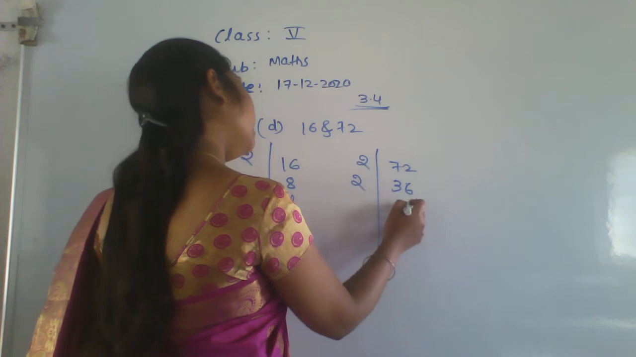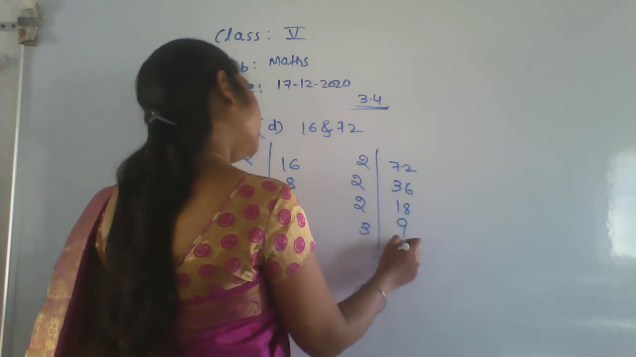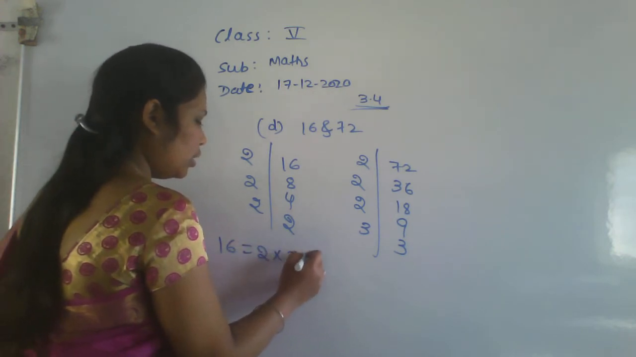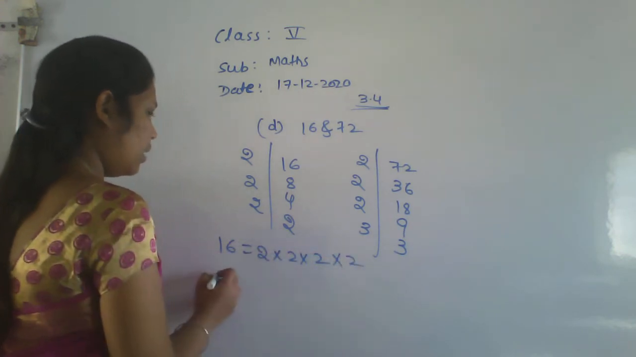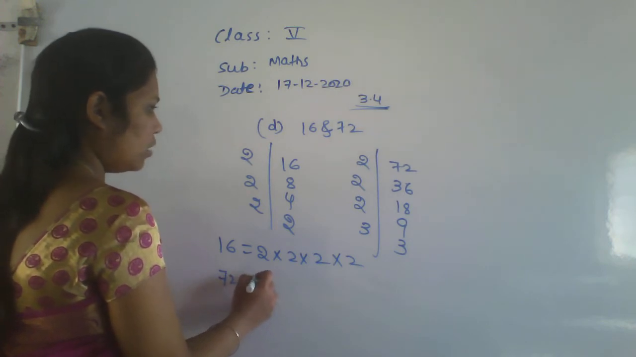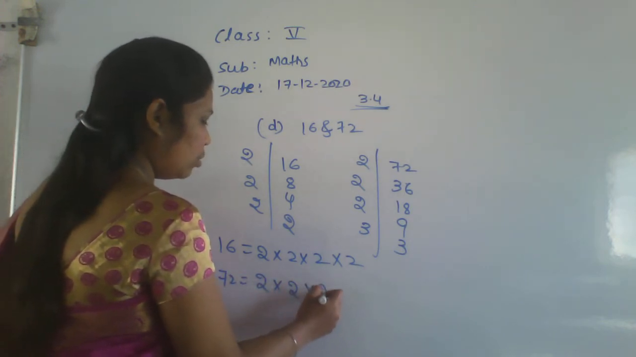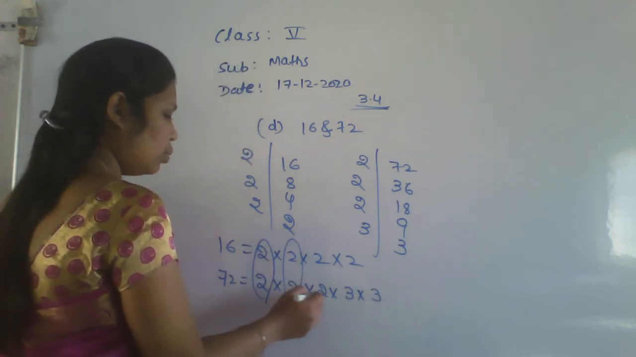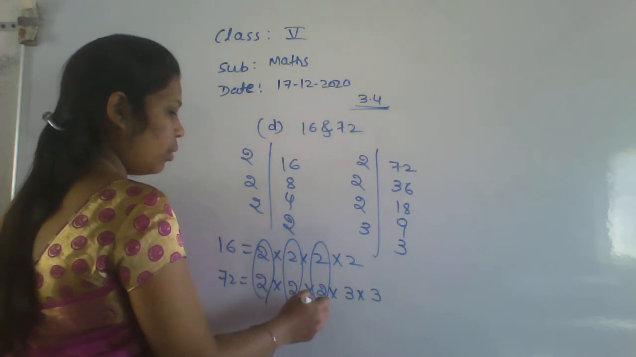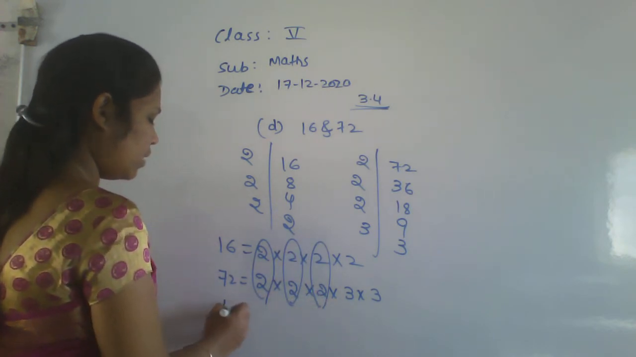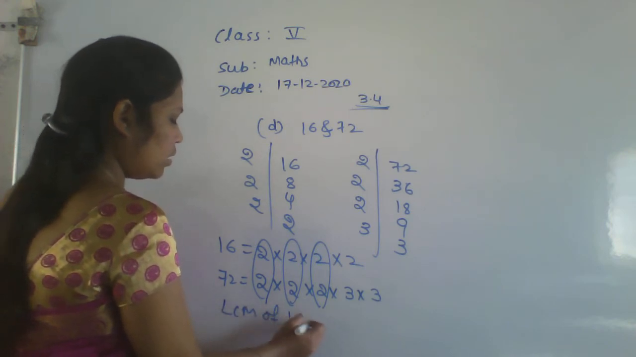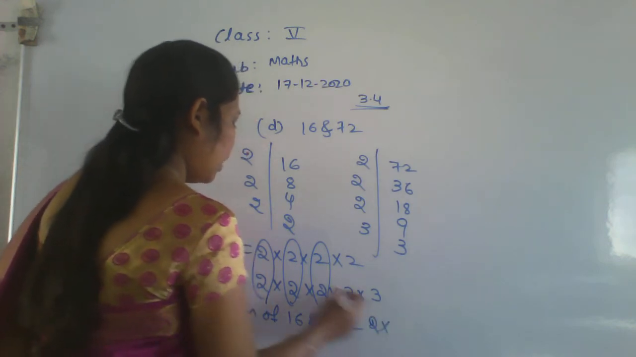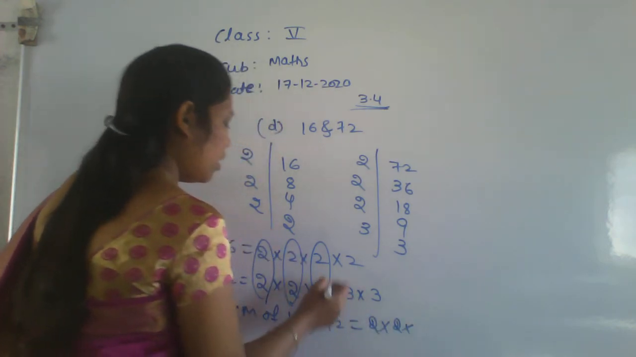Next, 2 18s are 2 9s are, and here 3 3s are. Okay. So 16 can be written as 2 into 2 into 2 into 2, and 72 can be written as 2 into 2 into 2 into 3 into 3. Here 2 appears 4 times in 16, and in 72, 2 appears 3 times and 3 appears 2 times. Okay. So the LCM of 16 and 72: it can be written here 1 time 2, and here also 1 time.